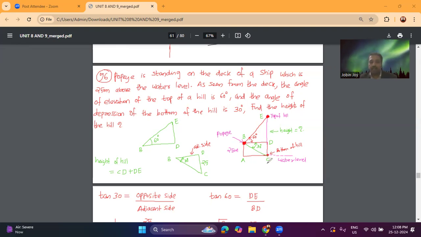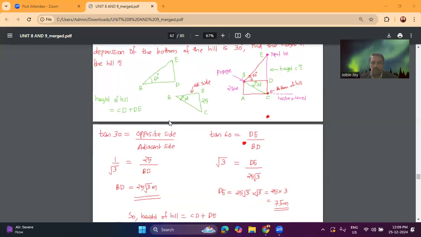Find the height of the hill. You have to calculate the height of the hill. Height of the hill means ED plus CD. So you have to calculate ED plus CD. Here I am calculating ED and CD. This is the opposite side, and this is the adjacent side. So I am applying tan 30. Tan 30 is equal to opposite side divided by adjacent side.